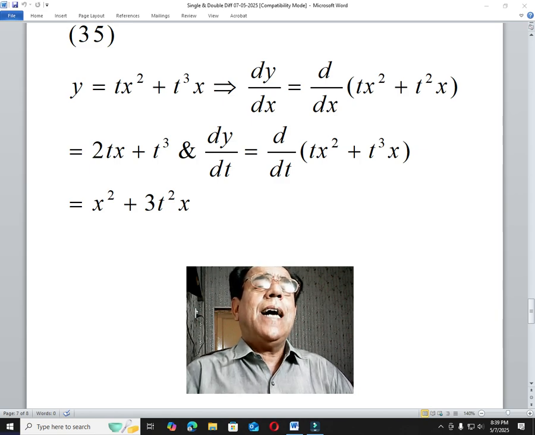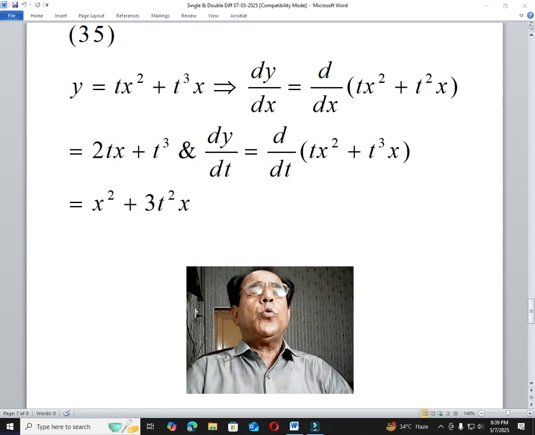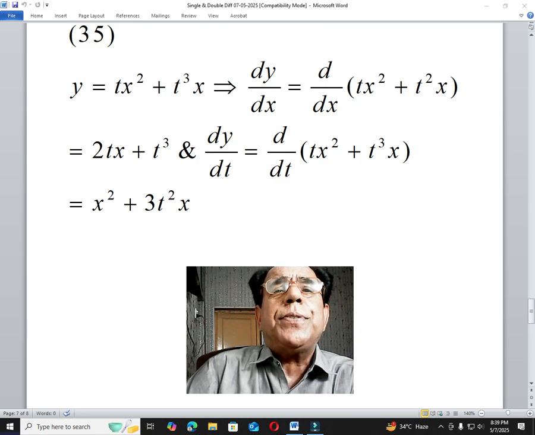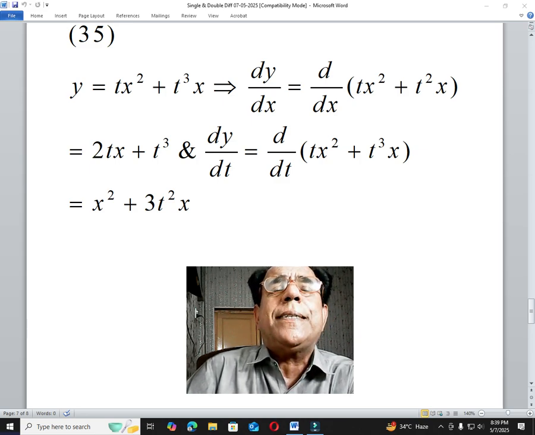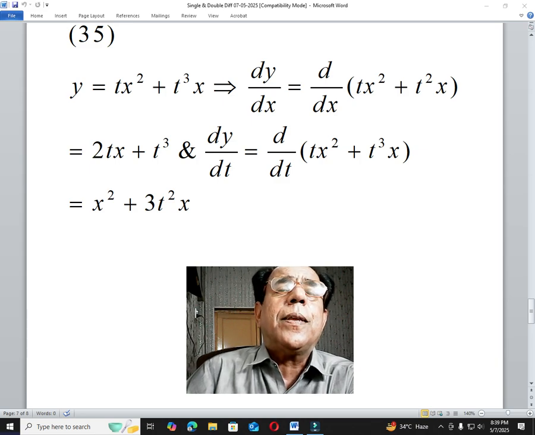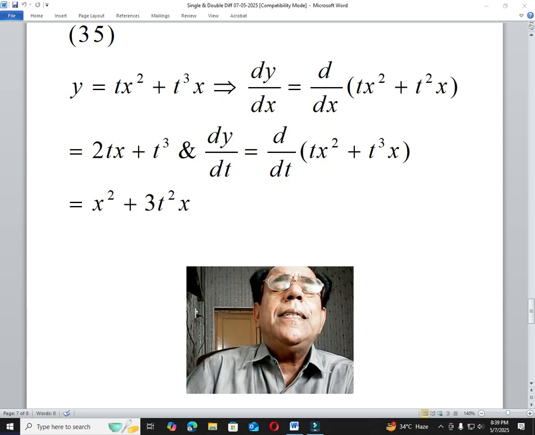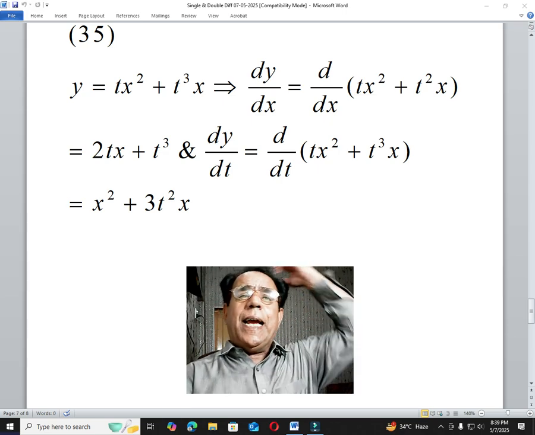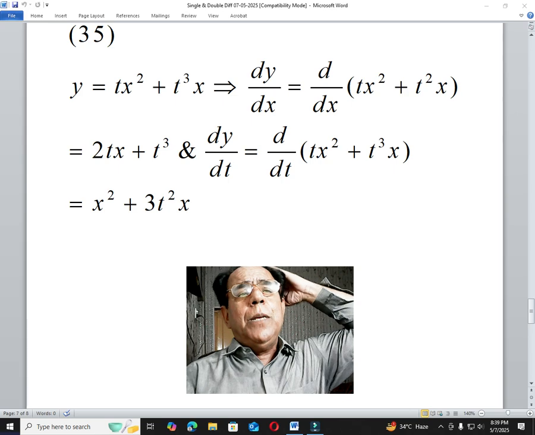Otherwise this answer is correct, 2tx, because when t is kept as constant, this first term will become 2x into t, or in other words 2tx, while plus t raised to power 3 times x, when it is differentiated with respect to x, then in place of x we will get unity and t raised to power 3 will remain as it is.